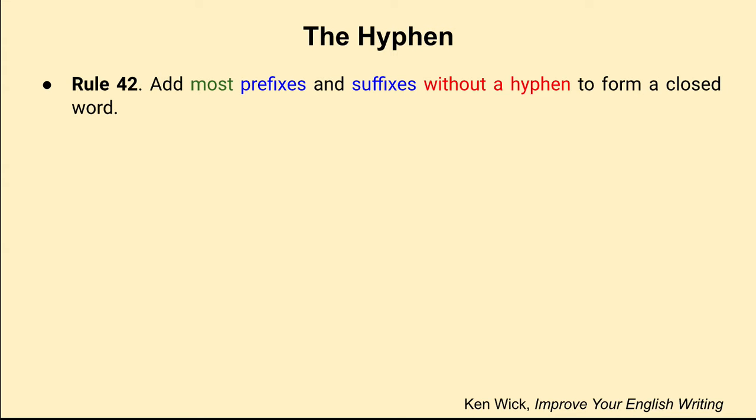Rule number 42, add most prefixes and suffixes without a hyphen, even though I'm discussing the hyphen. So once again, add most prefixes and suffixes without a hyphen to form a closed word. So here's some examples of a prefix. The accident occurred midblock. Mid is a prefix. You add it without a hyphen to the word.